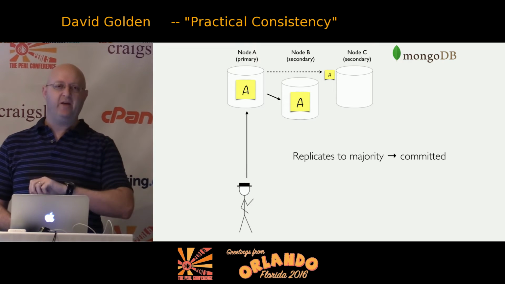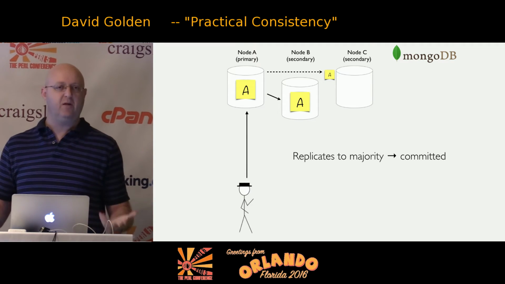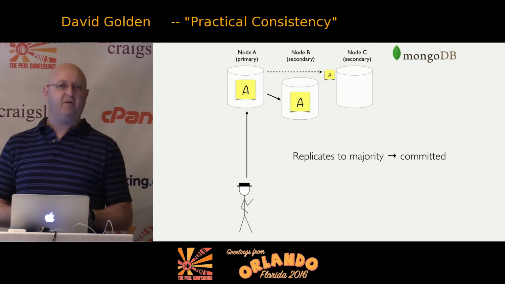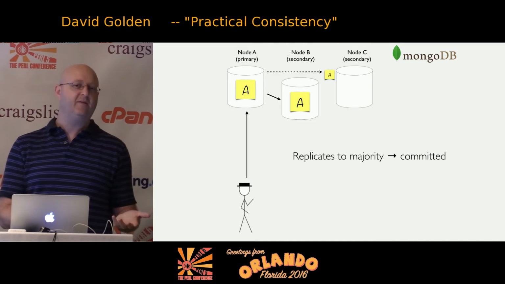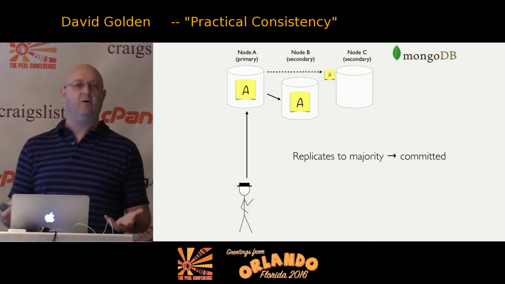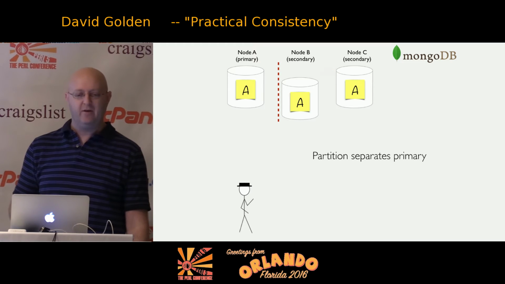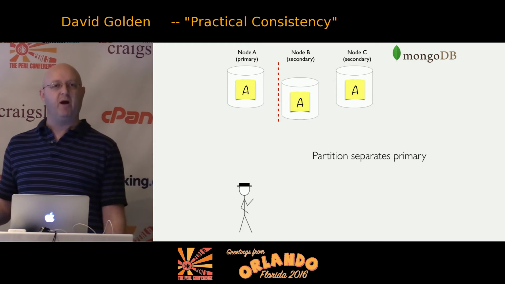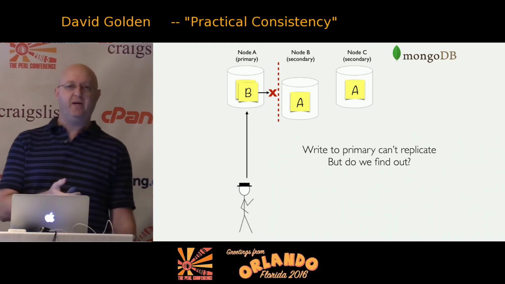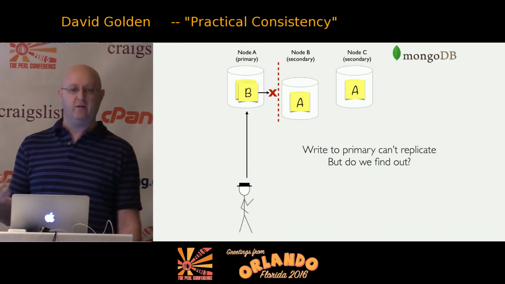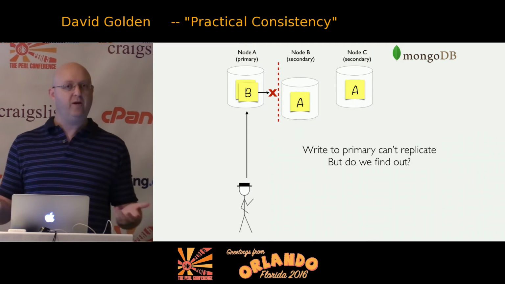Once that value has reached a majority of nodes, 2 out of the 3 in this case, then we consider this to be committed. At this point, even if the data doesn't make it to the other node, we think this is committed in the sense that it's not going to go away in the face of a node failure. On the other hand, what if there's a partition separating the primary away from the other nodes? Well, at this point, even if you write the value B to the primary, it can't replicate. It can't make it to the other nodes. And so the question is, how do we know that that happened? Do we know that that happened?